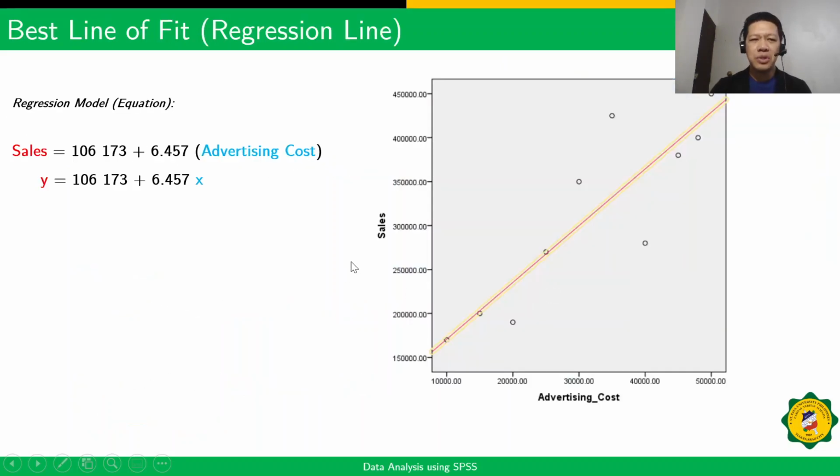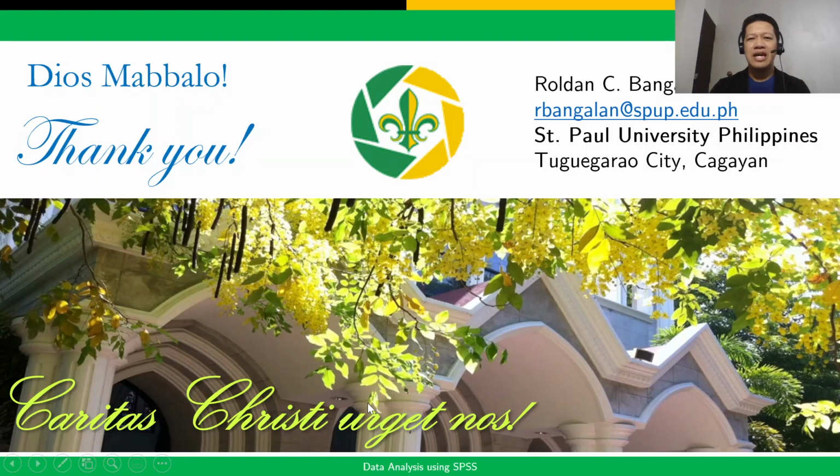We can also show the best line of fit, or what we call the regression line, for our equation using SPSS. And this is actually the output of SPSS if you get the graph of our regression equation. And that's all for our linear regression.